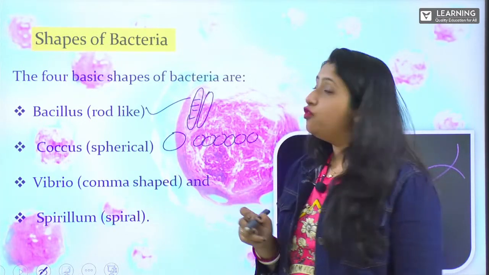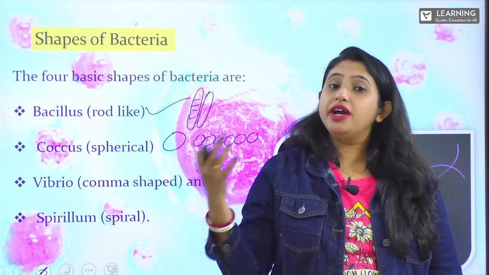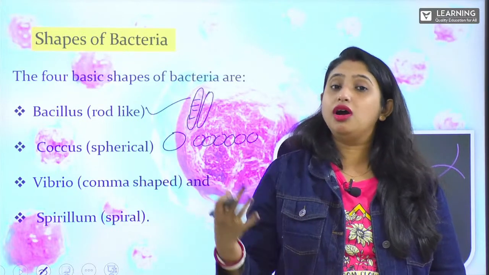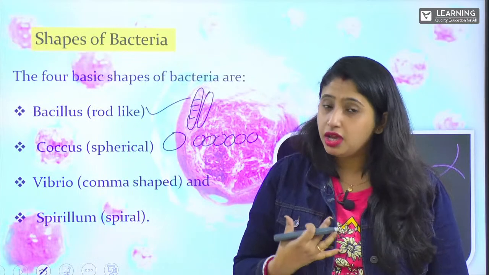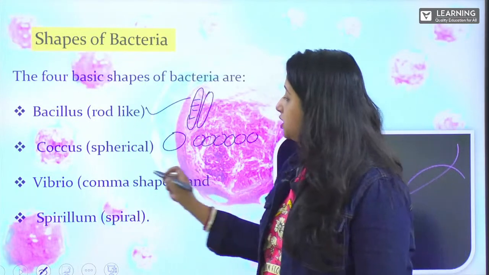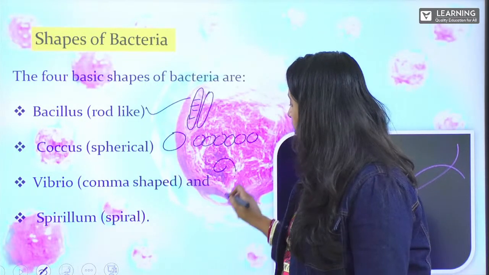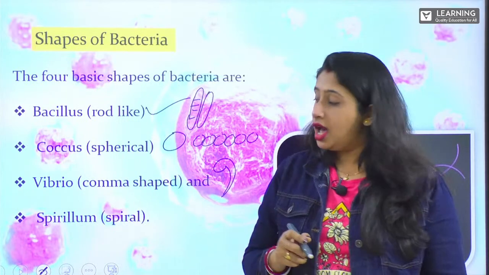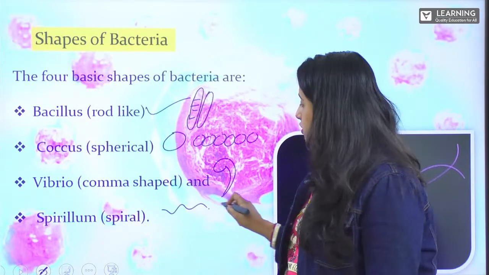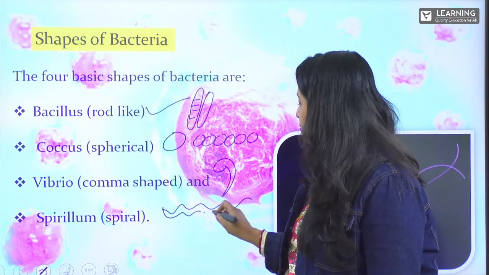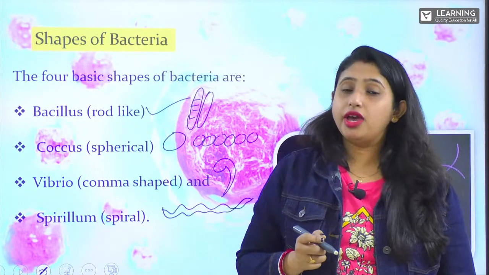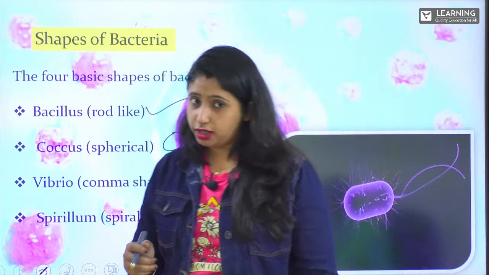So yes, when many coccus they combine together, okay, we call it a streptococcus. Okay, streptococcus. And vibrio, so how it looks like? It looks like comma shape. Okay, and the spirillums, it looks like spiral shape, so it is spiral in shape. So these are the various shapes of the bacteria.